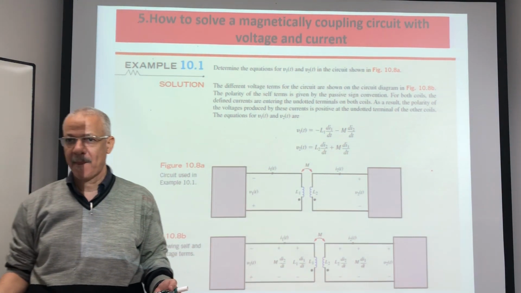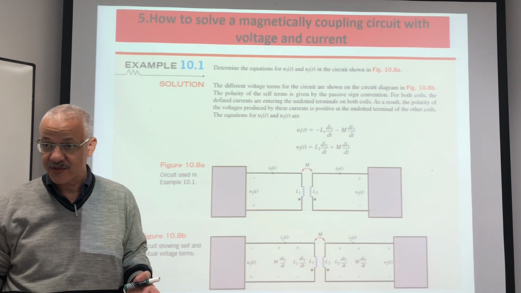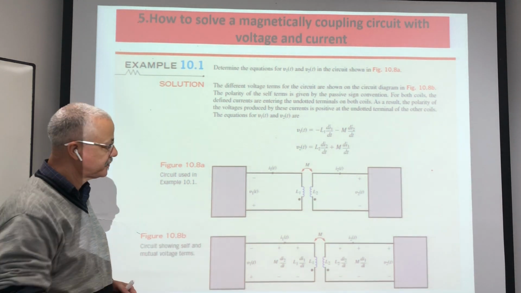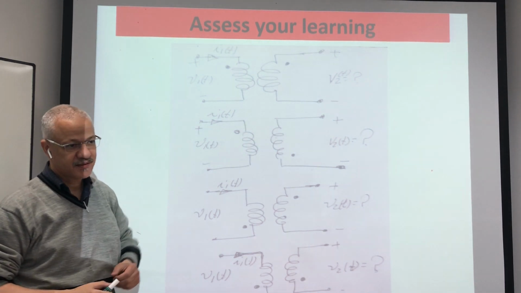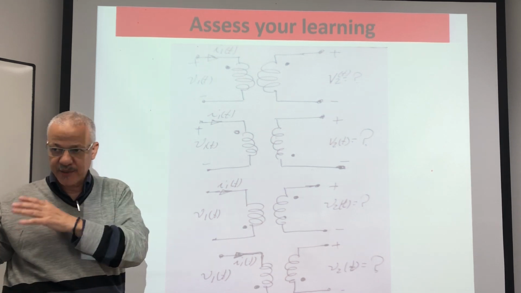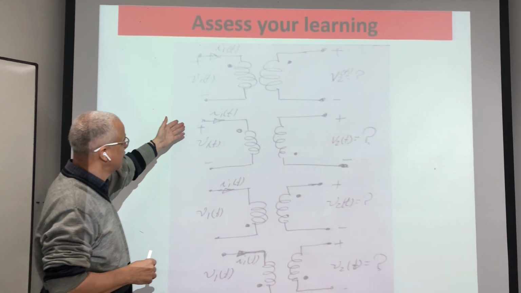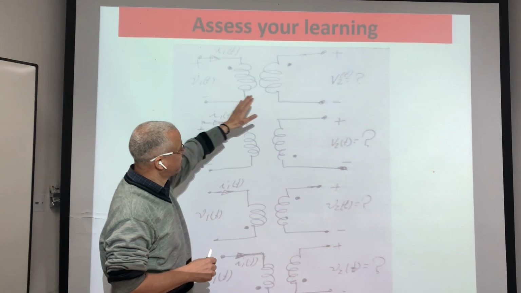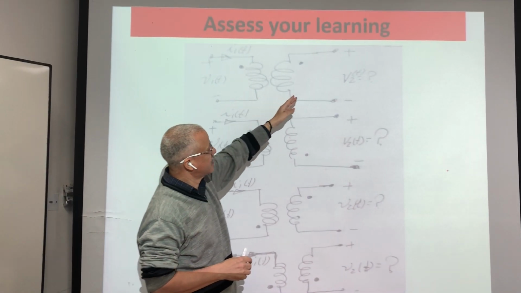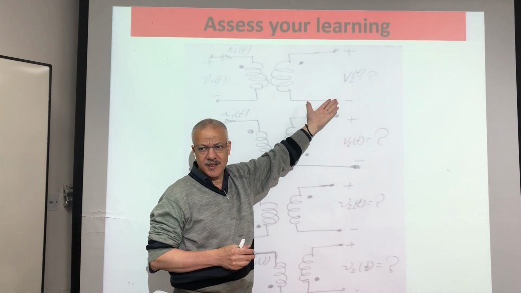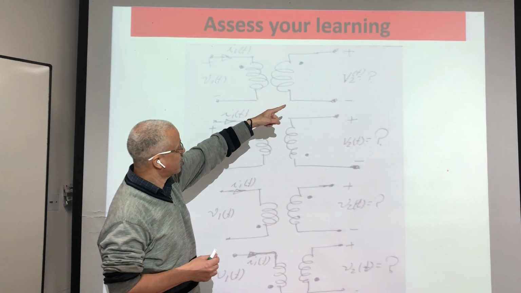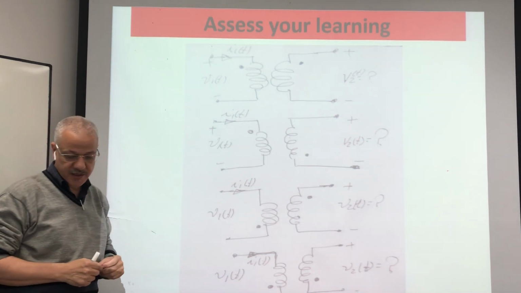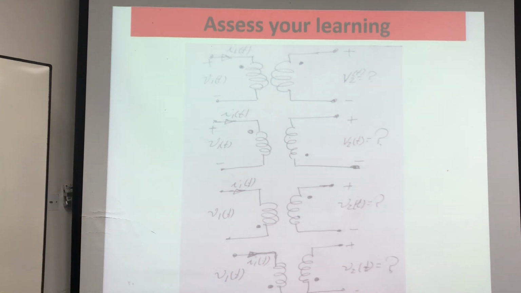Is it clear? Happy? Assess your learning. If you understood what I mentioned, please go to this example. Here V1 and here V2. Look here, there's no current here because it's an open circuit. So for the first one, give me the results. Assess your learning before going to complex problems.